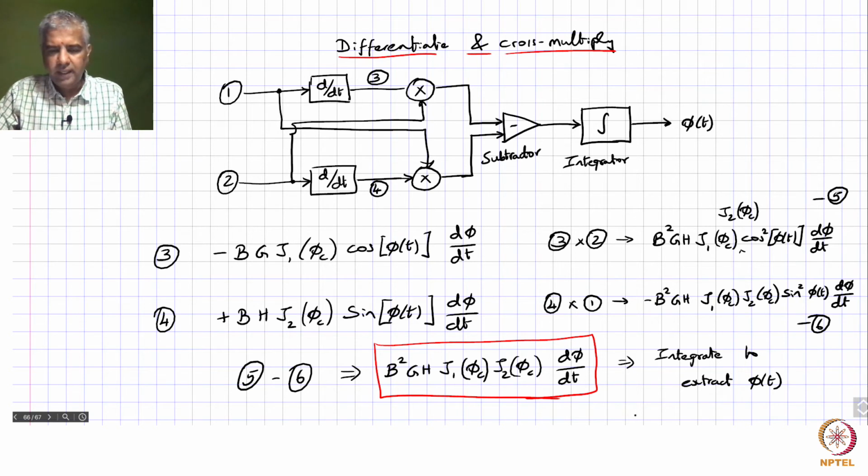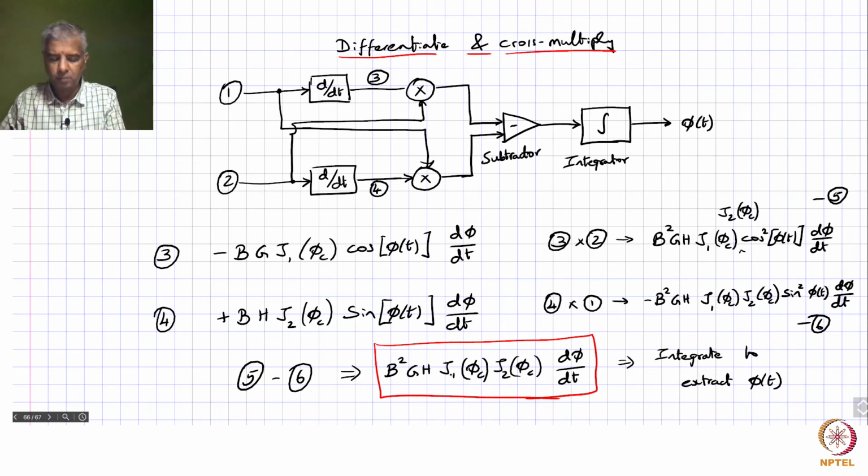So let's do a quick recap on what we've been talking about. We've been looking at how to extract these phase changes phi of t, and of course we realize that we're going to have to do this differentiate and cross multiply scheme to extract phi of t. Let's talk about how to optimize this phi of t. To optimize this, we need to take care of all these factors J1, J2, B, G and H, so let's look into all of this one by one.